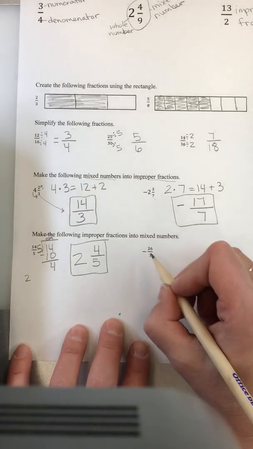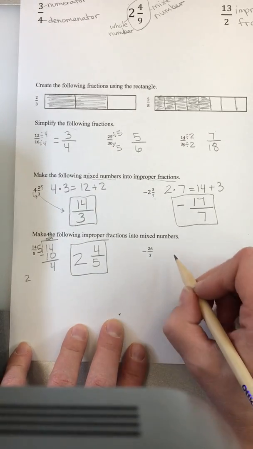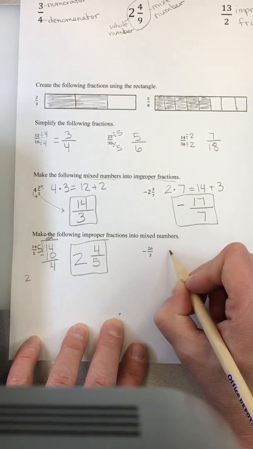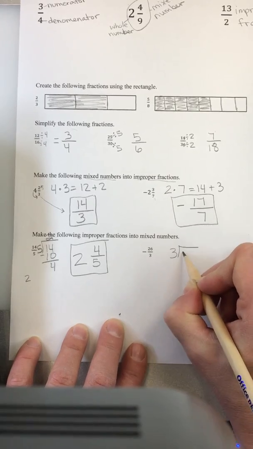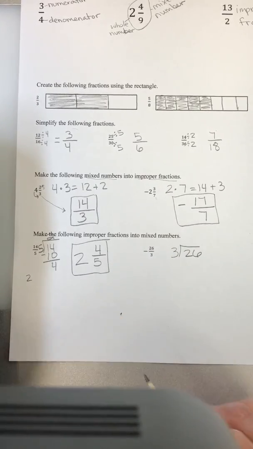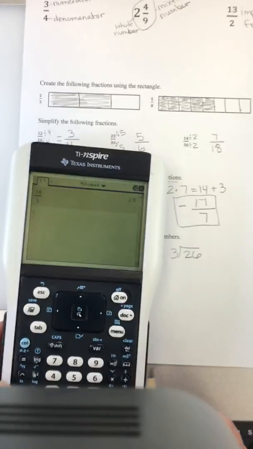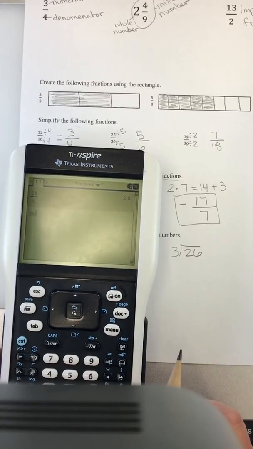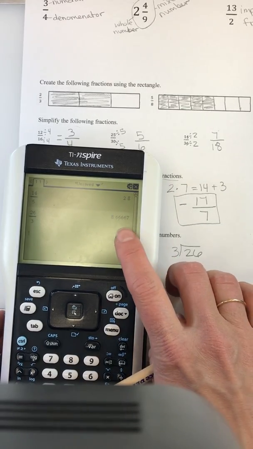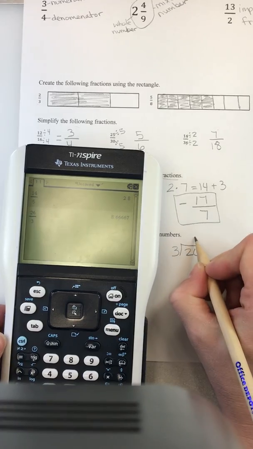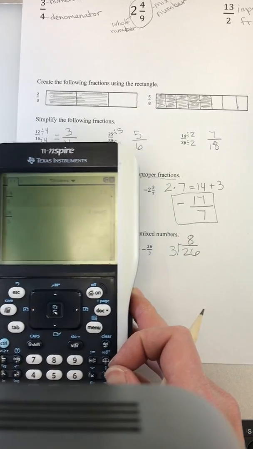Let's try that one more time. So again, I'm going to ignore this negative for a little bit. I've got 26/3. So I'm going to start by taking 26 divided by 3. And I get a decimal again. So I have 8, but then I have that decimal.